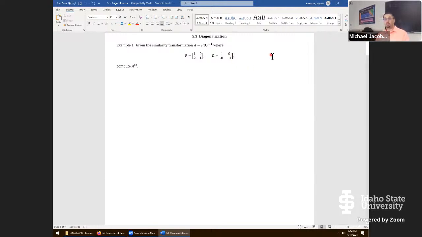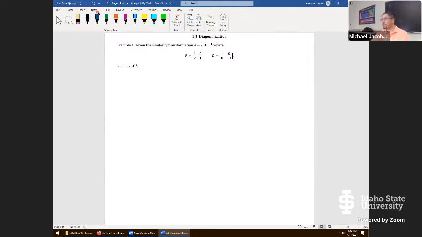So in section 5.3, we're going to start by looking at another similarity transformation. By similarity transformation, we mean this matrix A can be factored as P times D times P inverse. Here's the matrix P. We haven't calculated P inverse, but we are given the matrix D. And the whole goal in this problem is to compute A to the power of 10.